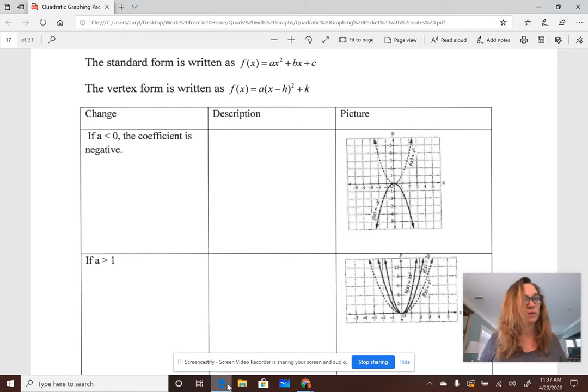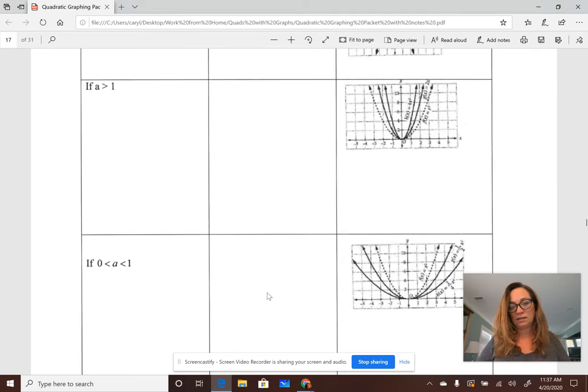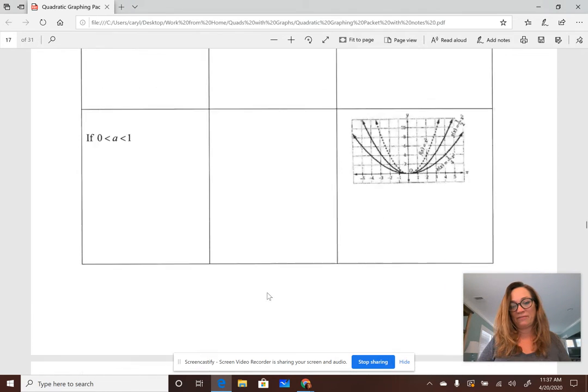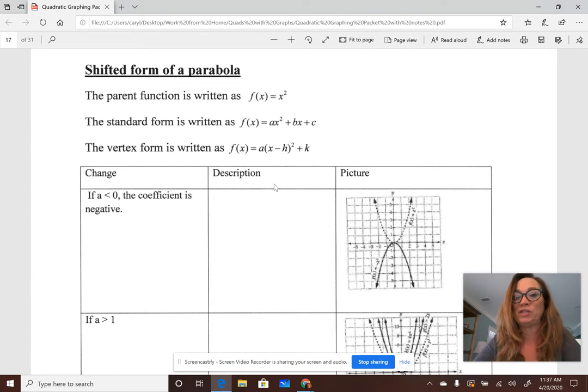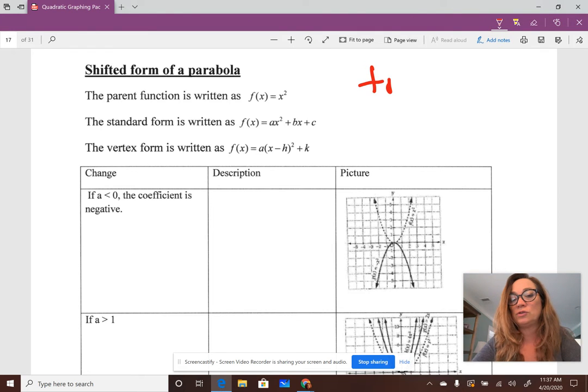Today we are doing pages 17 through, I think, 19. Yeah, 17 through 19. Okay, so this is about the shifted form of the parabola, which is really the same as vertex form. So when you have vertex form, the nice thing about it is you can see what transformations have been done. So think back.